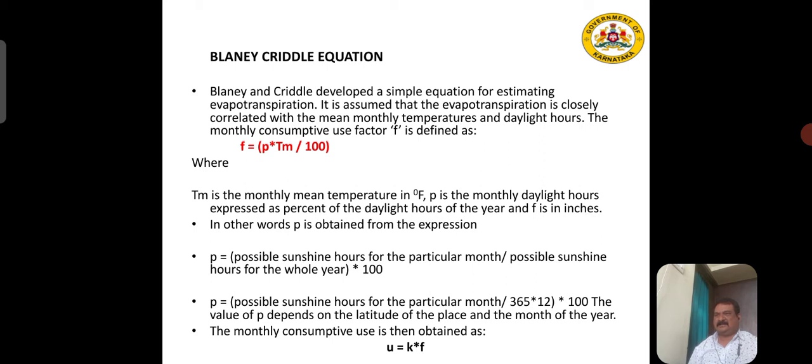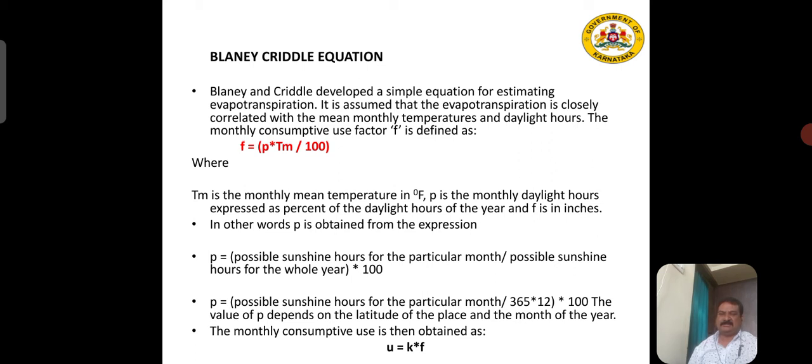So this is the Blaney-Criddle equation for monthly consumptive use. In this equation, K is an empirical crop coefficient. The monthly consumptive use U values are added for all the months of the crop to yield the seasonal consumptive use or total evapotranspiration in inches.